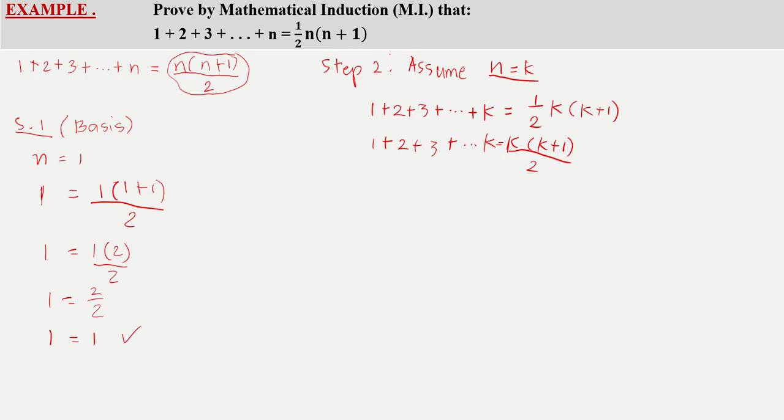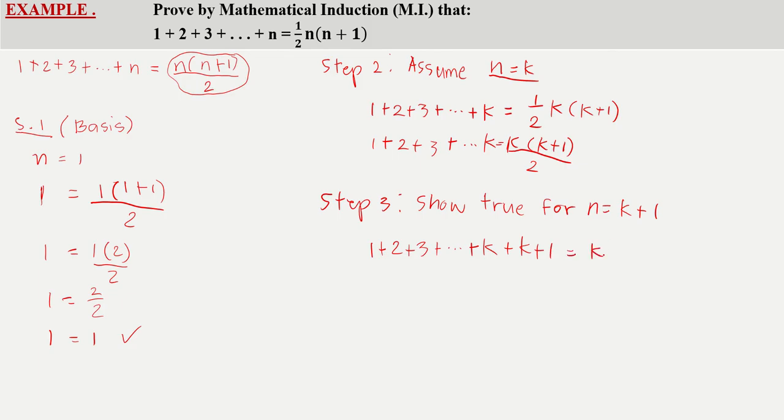Moving forward, we will have step 3, which is proving when n is equal to k plus 1. So here in our step 3, we are going to show that it is true for n is equal to k plus 1. Therefore, when n is equal to k plus 1, it should be 1 plus 2 plus 3 plus and so on plus k plus 1, which is equal to k plus 1 quantity k plus 1 plus 1 all over 2.